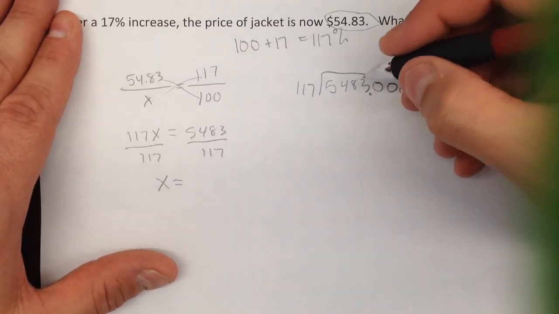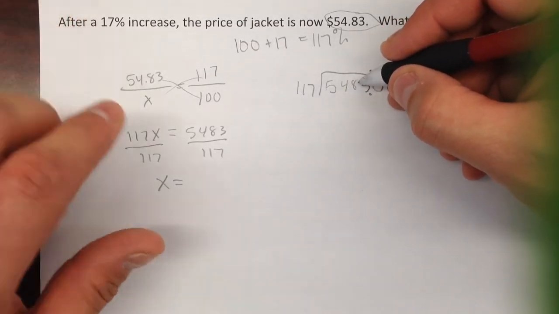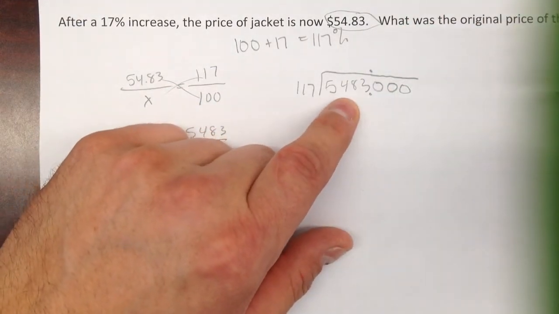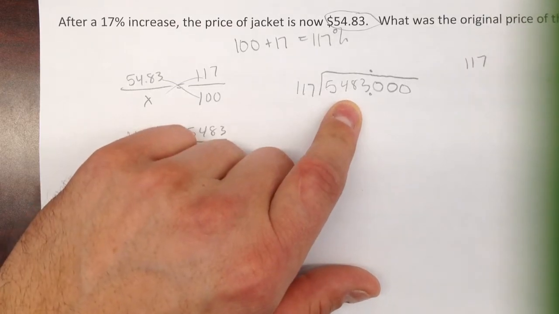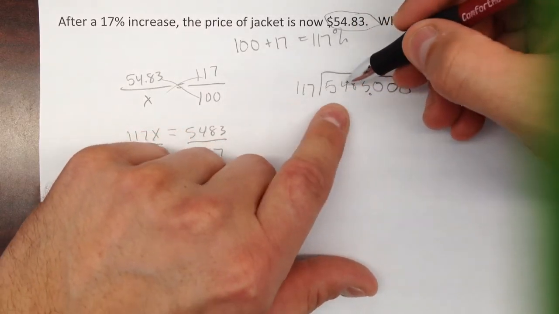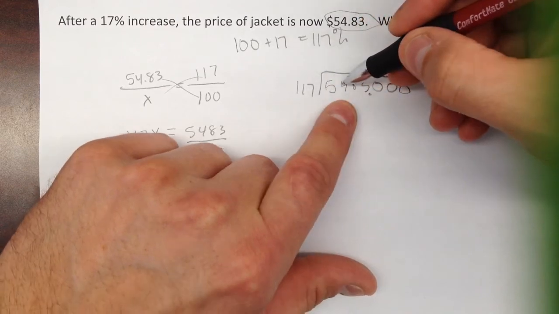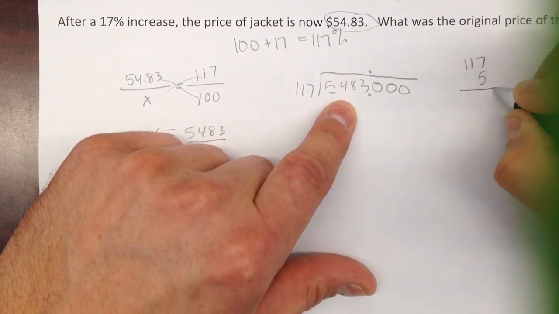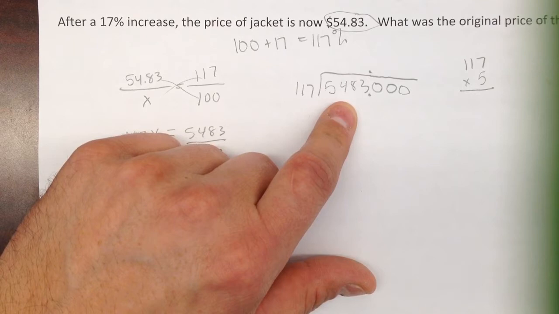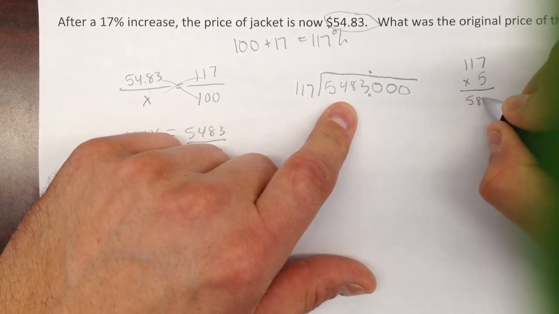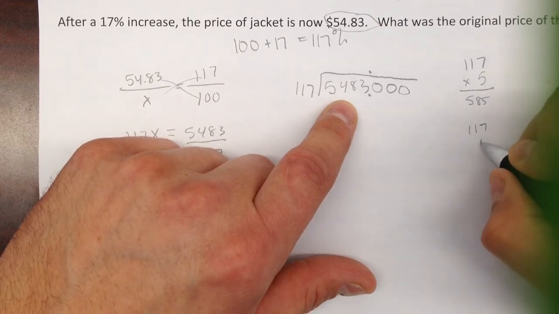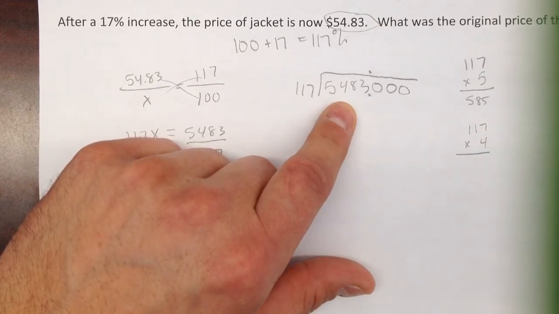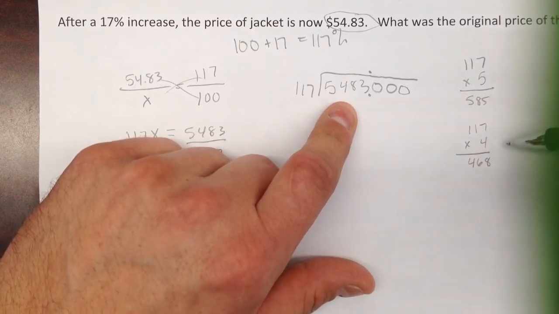So let's figure out first, does it go into 5? No. 54? No. 548? Definitely it does. So we're going to need to do a little math here. I'm going to take 117, and since it's kind of halfway, I look at 11 into 54, the first two numbers, and that would be 5. So I'm going times 5. 117 times 5 is 585. That's too big, isn't it? Shoot. So we've got to try something smaller. 117 times 4. Let's do the math on that. That's going to be 468. All right, that one is going to work.